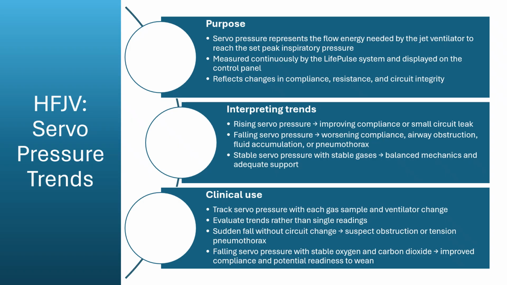Consistent upward trends with stable gas exchange suggest recovery and potential readiness to wean driving pressure or rate. Sudden decreases without other changes should prompt immediate evaluation of airway patency and circuit integrity. Comparing servo behavior with blood gases prevents overreaction to a single reading, as stable oxygen and carbon dioxide levels confirm adequate function even when numeric servo values fluctuate slightly. Servo pressure trending is therefore both a safety monitor and a compliance gauge. It helps distinguish physiologic improvement from mechanical problems and allows fine adjustment of jet settings to match the evolving condition of the neonatal lung.